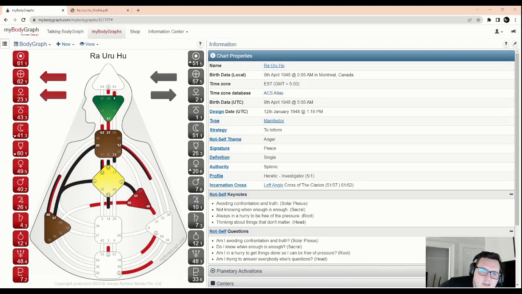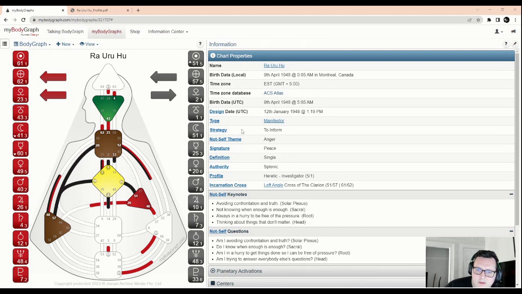And then I also did his Vedic astrology chart, and in that system, he's Sagittarius rising with Jupiter in Sagittarius, and then he has Sun and Moon and Mercury in Pisces. So very Jupiter heavy chart for him.